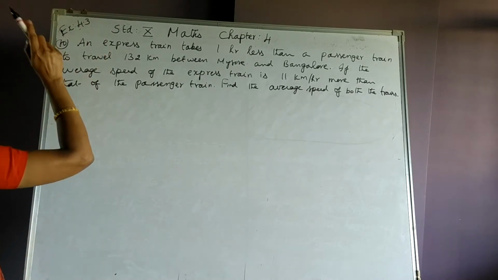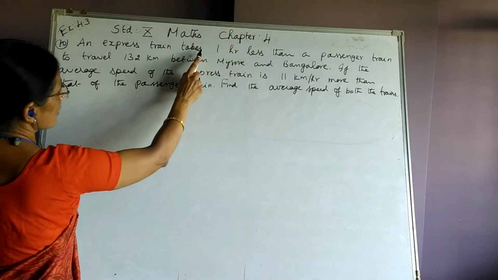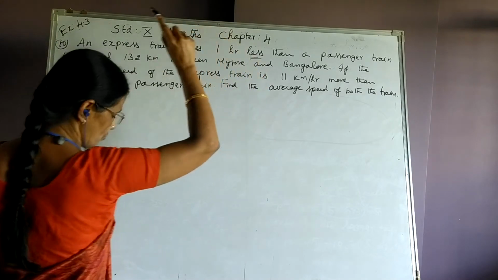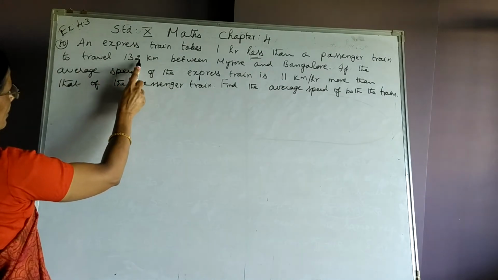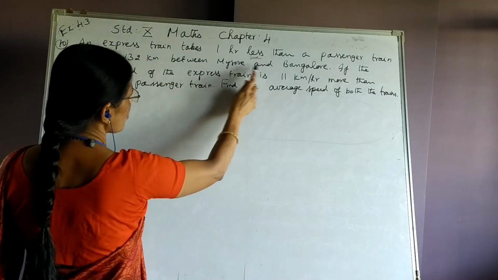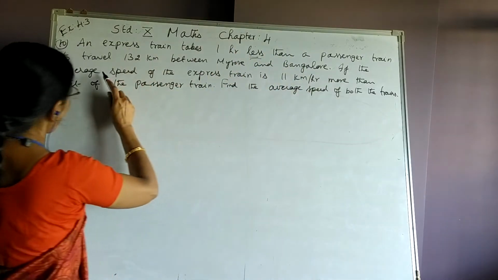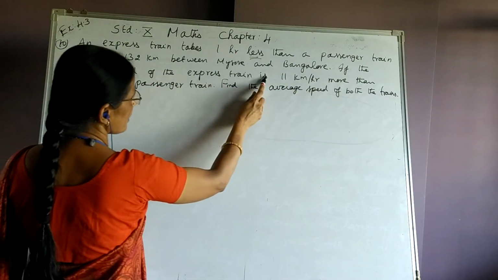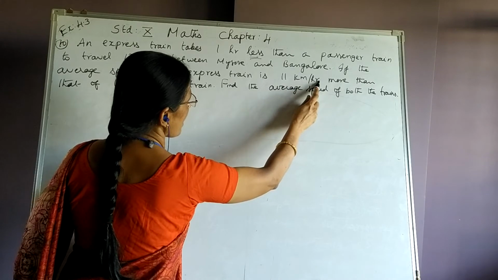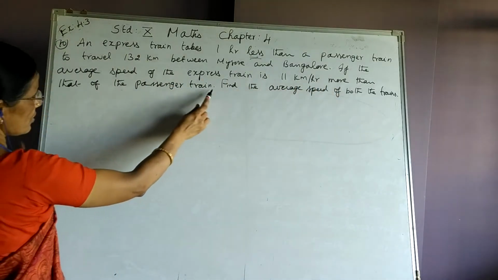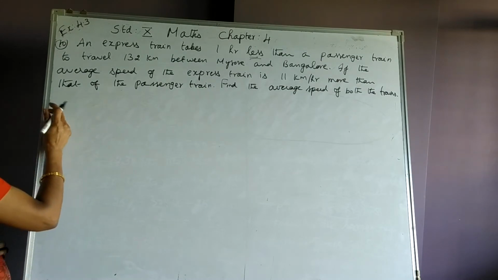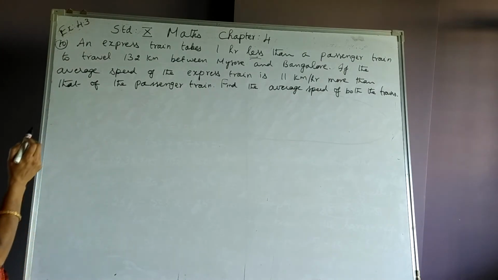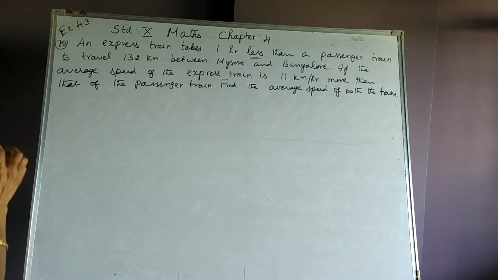Exercise 4.3, 10th problem. An express train takes 1 hour less than a passenger train to travel 132 km between Mysore and Bangalore. If the average speed of the express train is 11 km per hour more than that of the passenger train, find the average speed of both the trains. So there are two trains here, one is a passenger train, the other one is an express train. So any one train speed we can fix as x.